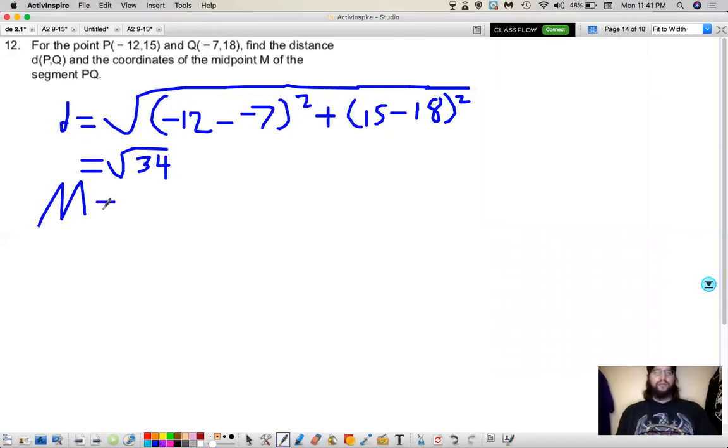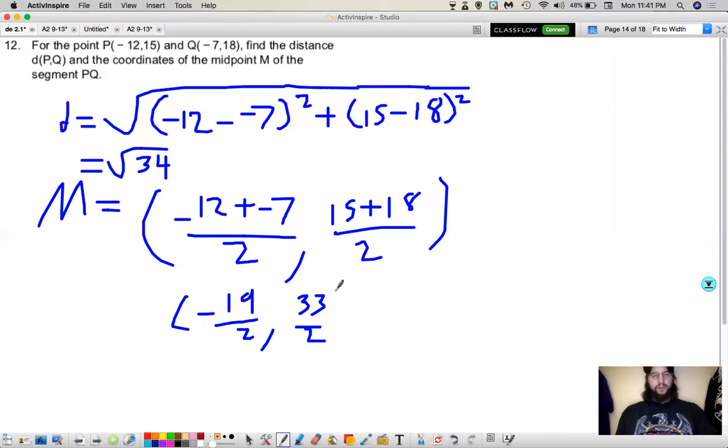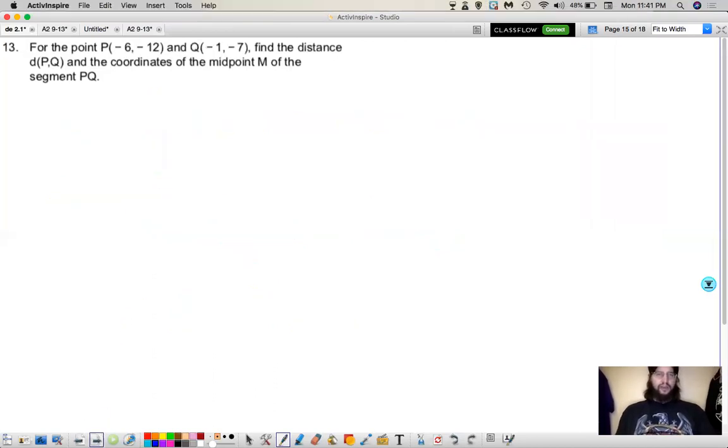Midpoint, 12 plus a negative 7, sure you can write minus 7, over 2, 15 plus 18, over 2. Negative 19 over 2, and 33 over 2, unless I screwed up on some arithmetic somewhere. But I mean, just plug in the formulas. No real thinking involved on those. Same thing. Not going to do it again.